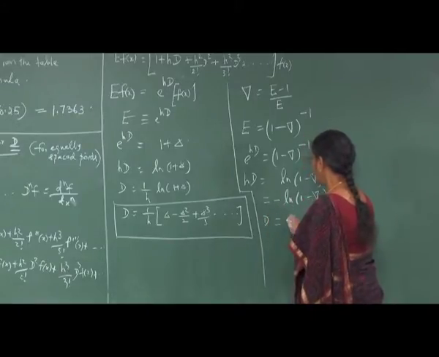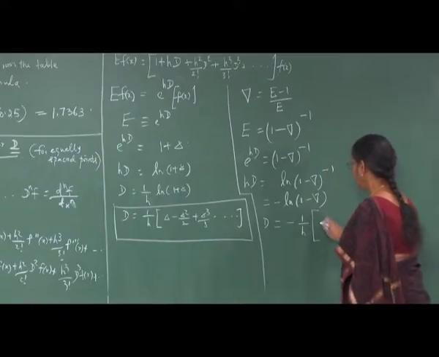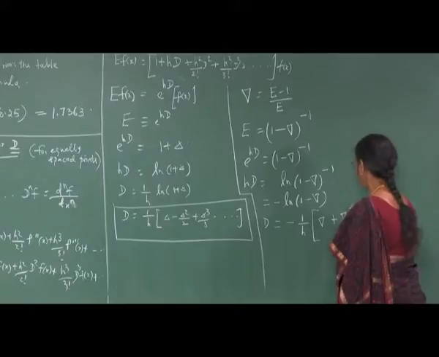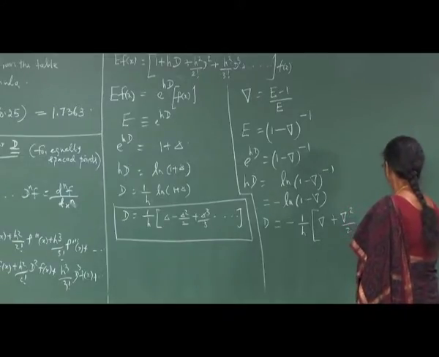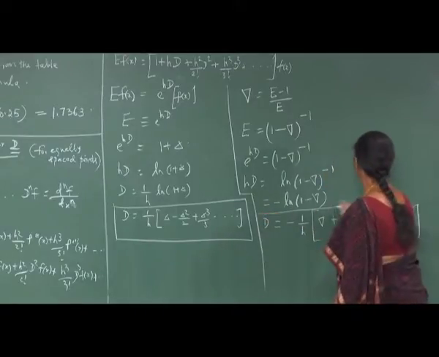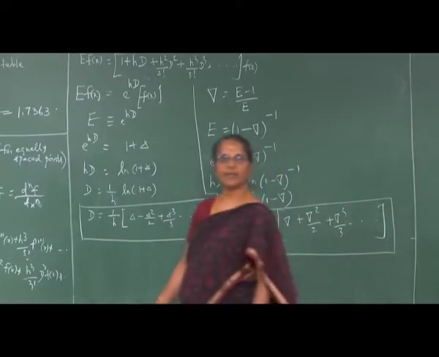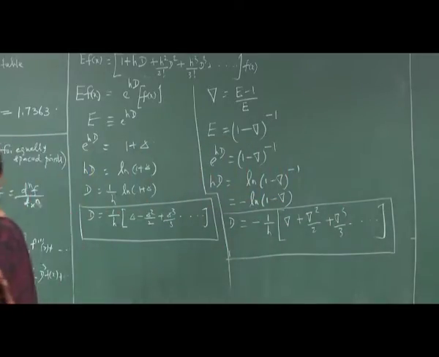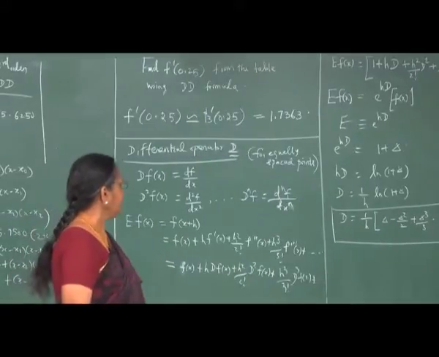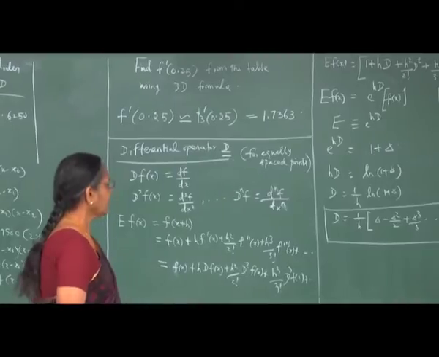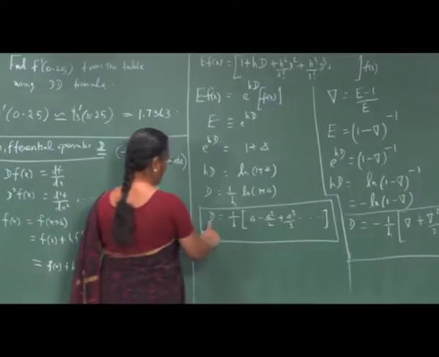So, D is also −(1/h) log(1 − ∇), which is (1/h)(∇ + ∇²/2 + ∇³/3 and so on). So, the operator D can also be given in terms of the backward difference operator. So, these relations can be used to obtain derivatives of a function. So, here we have obtained the expression for the first derivative, namely D.